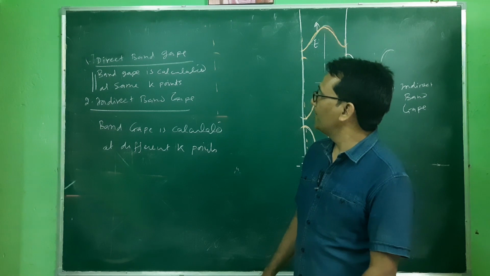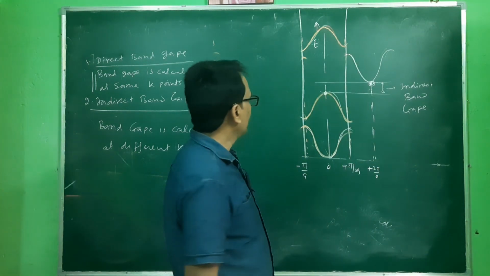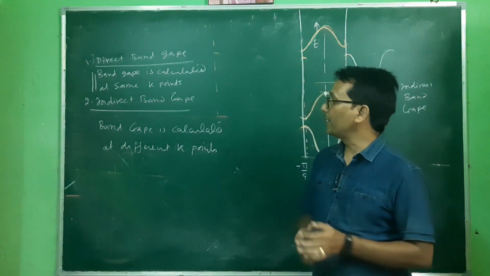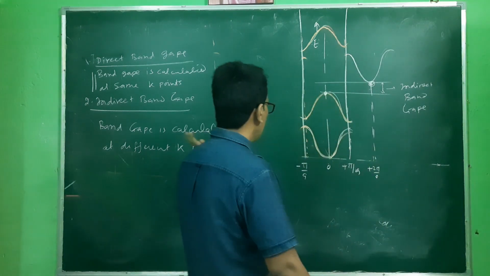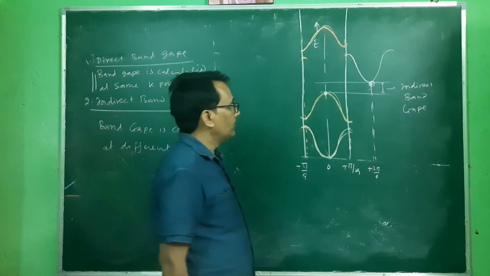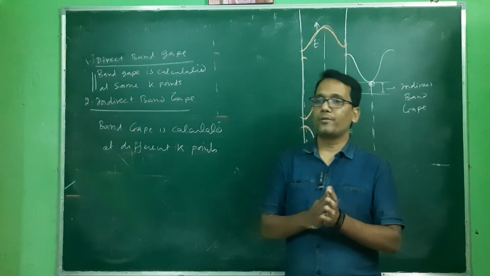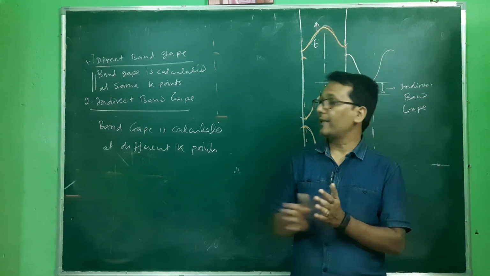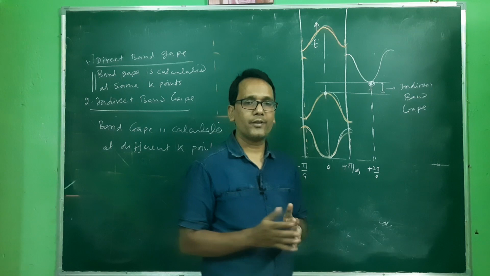So I think this is enough for the concept of the Brillouin zone, as well as the image of the Brillouin zones in the EK diagram. In the next lecture I will try to discuss the effective mass of electrons in a periodic crystal structure, or in a periodic potential.